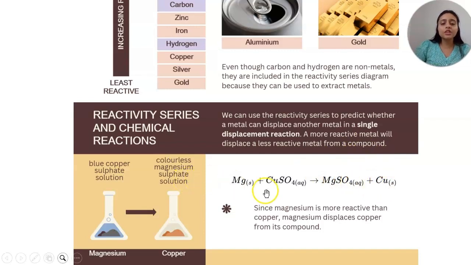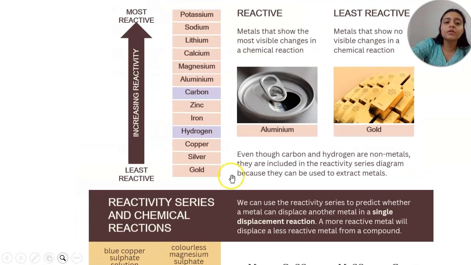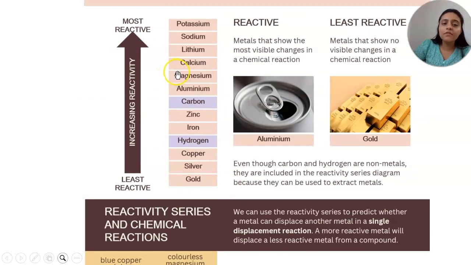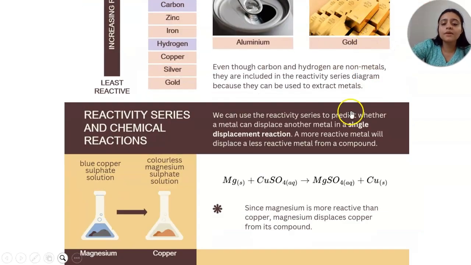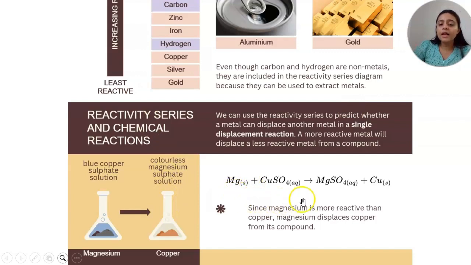As you can see, magnesium plus copper sulfate. Here you can see magnesium and copper sulfate are there. So this magnesium is going to displace the copper, right? Because copper is the metal which is present lower in the series. Here you can see magnesium is more reactive than copper. That is why magnesium will displace copper from copper sulfate, and it will get joined with the sulfate to form magnesium sulfate, and copper will get released.